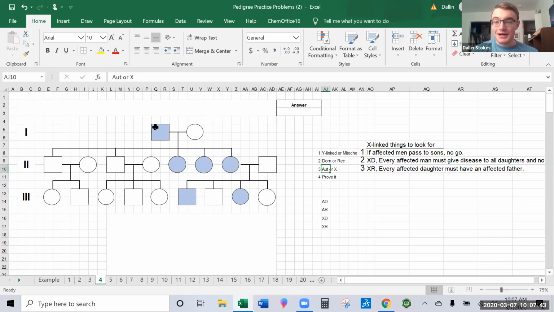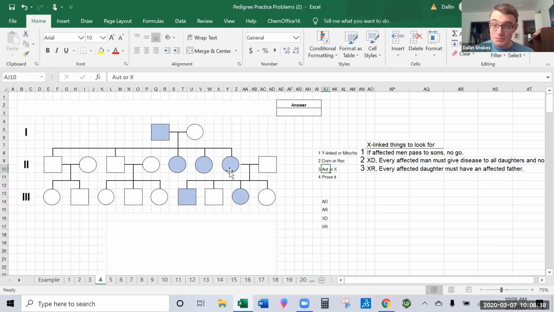Now let's go look at our X-linked ones. So we're starting to lean towards X-linked because, according to the rule of thumb, we're already having a suspicious quantity of women affected. If affected men pass to sons, it's a no-go. I don't have any affected men passing it to sons. So we're good so far. With X dominant, every affected man must give the disease to all of his daughters and none of his sons. There they are, 1, 2, 3.